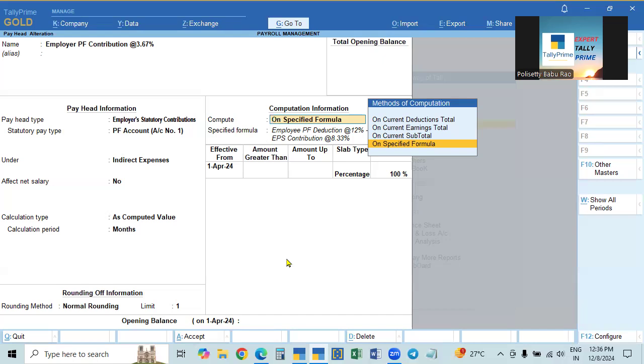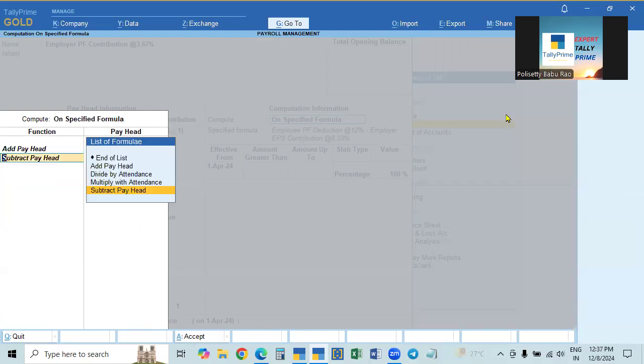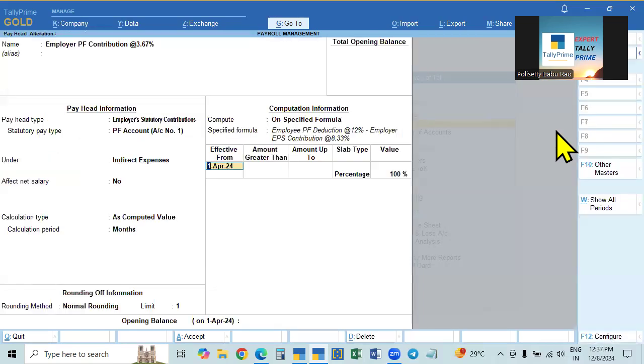If you deduct that, the balance amount will be the contribution to this one. So what to do is, as the specified formula, we have to take the employee's provident fund deduction 12%. Take that. From that, we have to deduct the employer's EPS contribution of 8.33%. So here we are adding. Now we have to subtract a pay head. Which pay head? Employer EPS contribution 8.33%. So that is to be deducted. That's all. So there is no limit up to 15,000, above 15,000, all these will not be taken up.